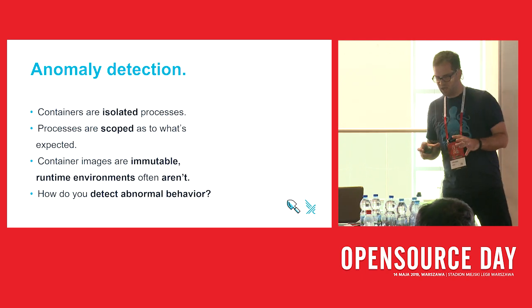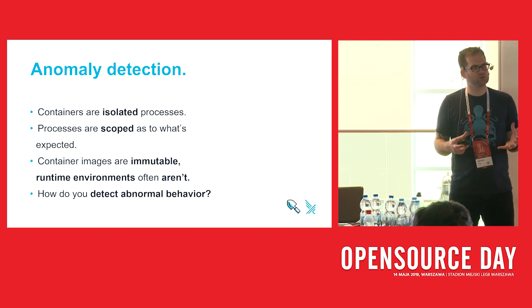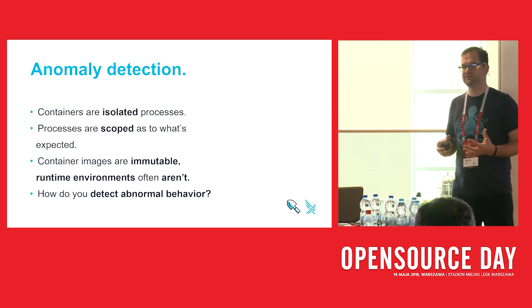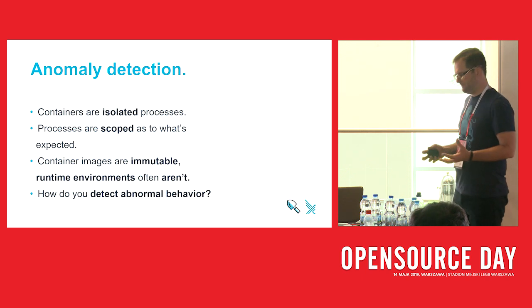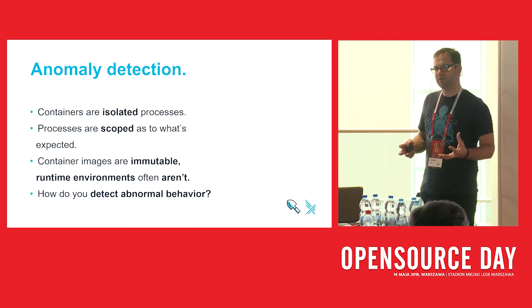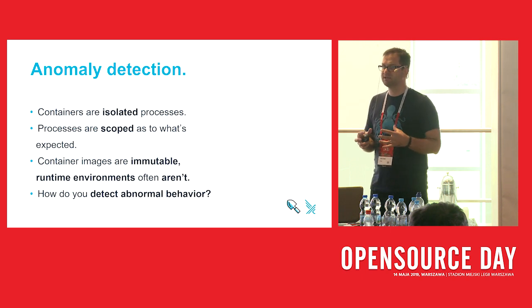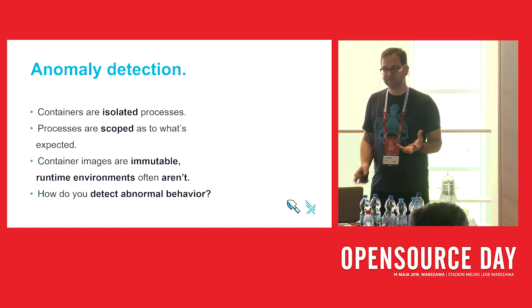So it means the ability to scope controls and policy mechanisms to detect anomalies can become relatively easy. What we need to do is be able to profile how the processes within a container operate, and then use that to do our anomaly detection.